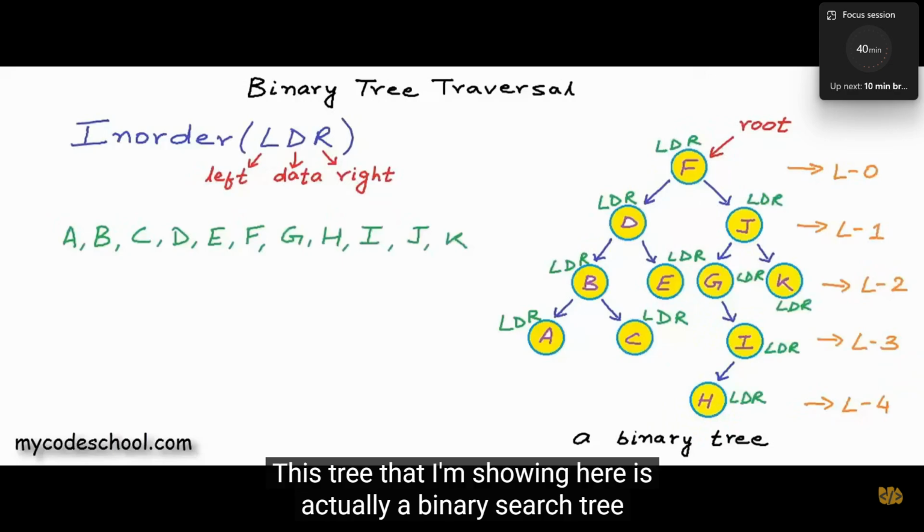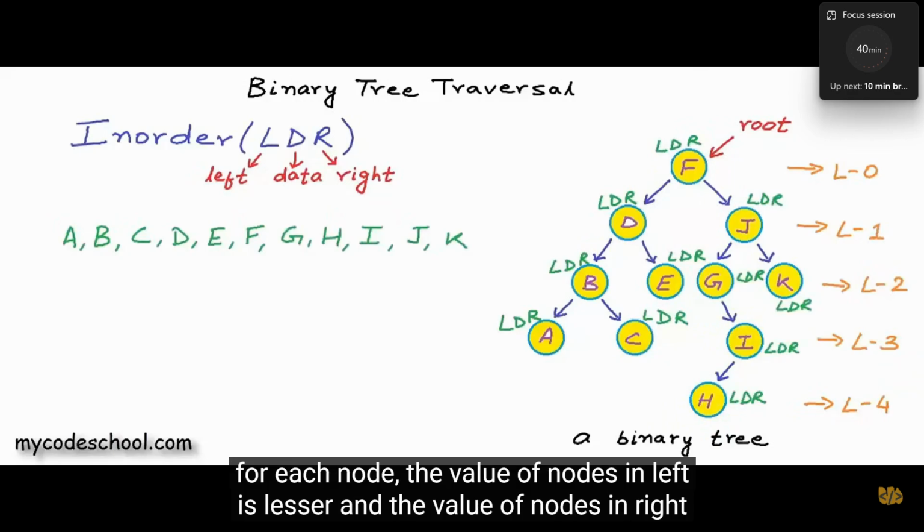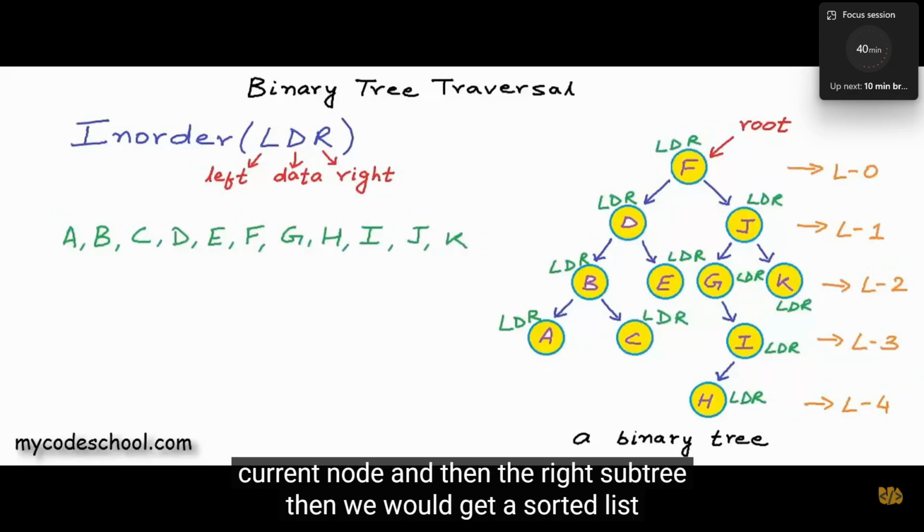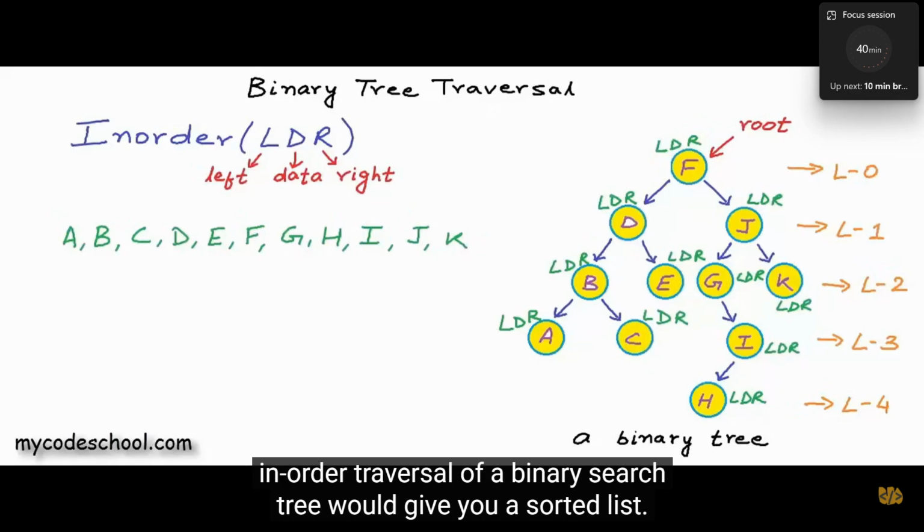This tree that I'm showing here is actually a binary search tree. For each node, the value of nodes in left is lesser and the value of nodes in right is greater. So if we are printing in this order, left subtree and then the current node and then the right subtree, then we would get a sorted list. In-order traversal of a binary search tree would give you a sorted list.